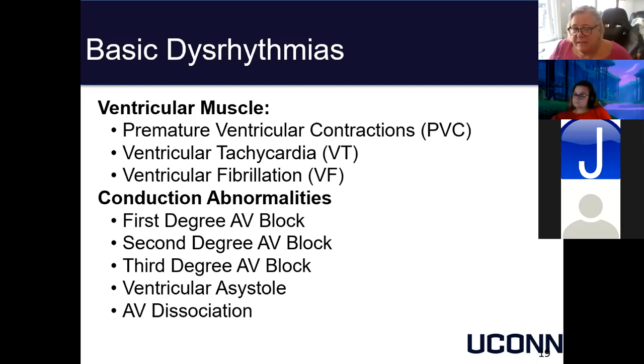So what bigeminy is, bi meaning two, you have a PVC with a normal complex, PVC normal complex, PVC normal complex, PVC normal complex. So in the normal, and you know how much I hate that word, you've got your P wave, your QRS, your T wave, and then you've got a PVC. Then you've got P, QRS, T, PVC. So you're right, it is regularly irregular.